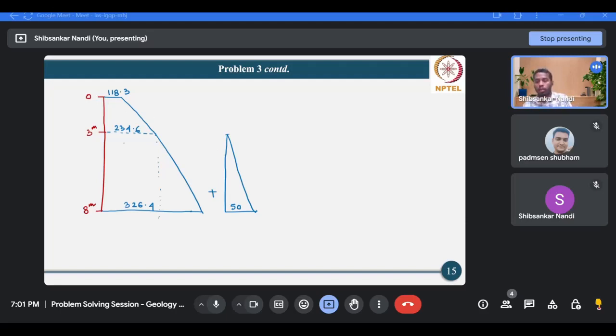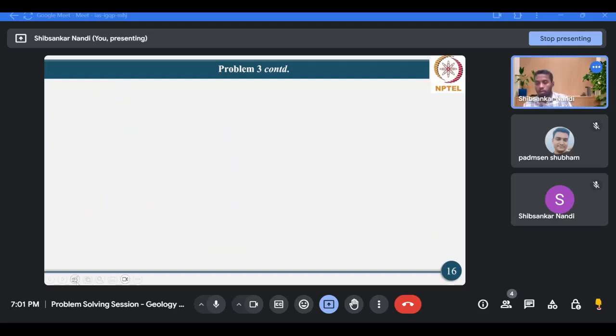Now you just have to calculate the area of these individual components. So this is your component 1, component 2, and this is the passive earth pressure distribution diagram. Okay, so we can calculate the resultant passive thrust.